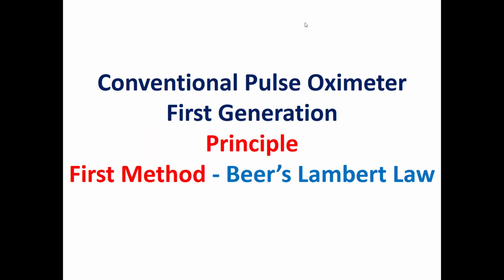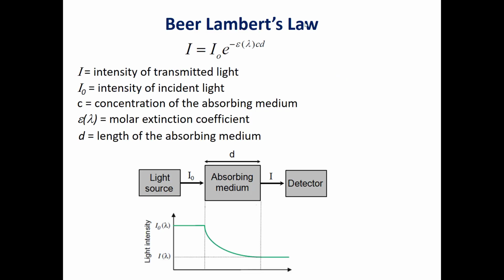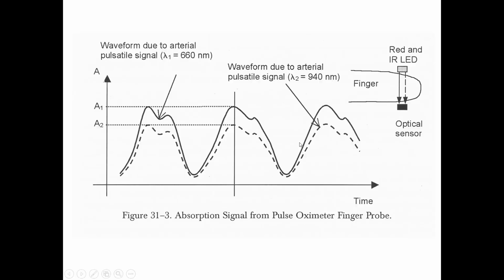So as we said before, we will now start to talk about the first generation principle. We have two principles or two methods for the measurement or calculation of SpO2. The first method uses the Beer-Lambert law. As we see in the Beer-Lambert law, we have a light source and we have a detector, and between them we have the absorbing medium. We have this formula which summarizes the transmission through this absorbing medium.